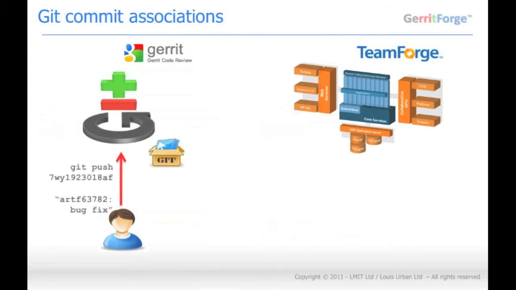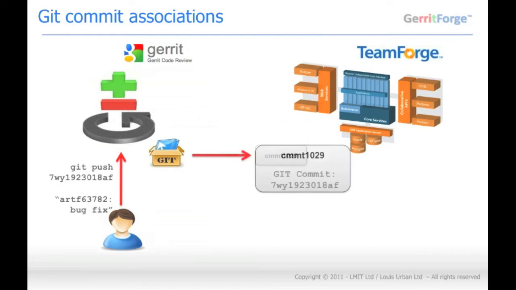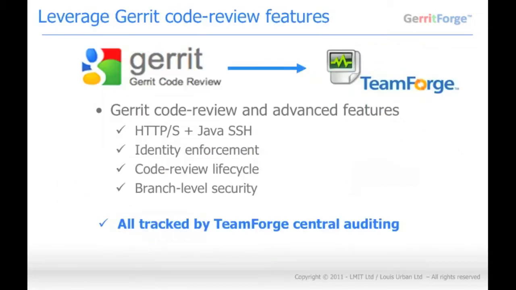During the Git push operation, commits are intercepted by TeamForge. Commit objects are created and linked to the Git commit ID. When a commit contains references to artifacts, those are located and associated. Git is powered by the Gerrit backend and preserves all its existing features: HTTP and SSH authentication, user identity enforcement on Git commit author, branch level access control. All native Gerrit functions are traced in the audit trail.